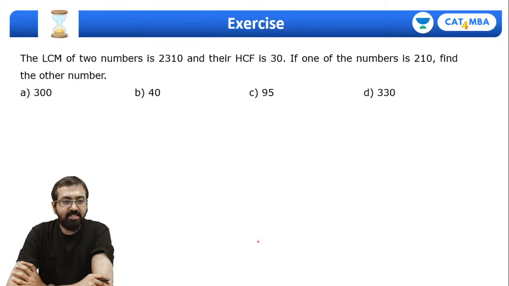So the LCM of two numbers is 2310 and their HCF is 30. If one of the numbers is 210, then find the other number.